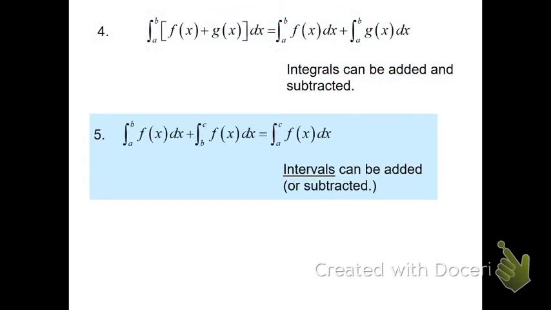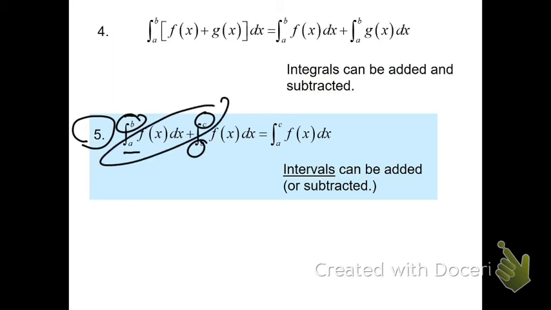Now the next one is pretty important. Okay, this one is very visual, and this one is the big one, okay? So you don't need to write it down, I don't think, but here we go. If you think of this as area, this is saying if you go from A to B and get the area under the curve, and then you start again from B and go to C, then that's the same as going from A to C.